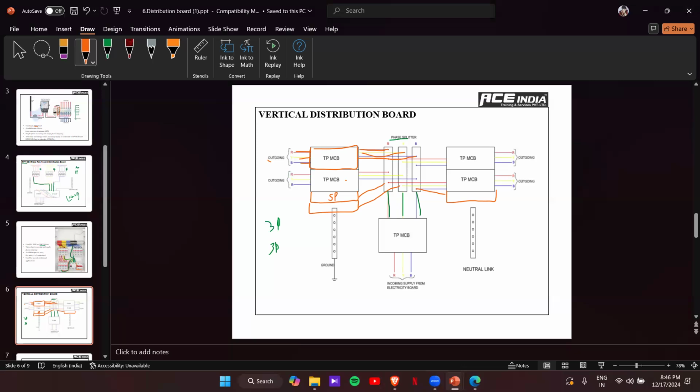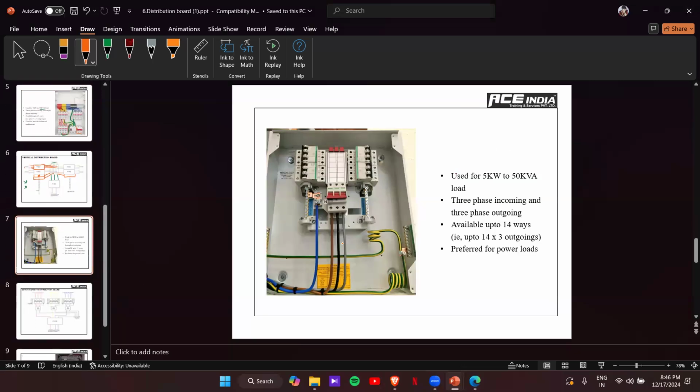So that's why I mentioned earlier, you can use a single vertical DB in the residential space also, but the cost will be higher because this phase splitter is a copper bar. So from the copper bar, we're taking the connection to each MCB incomer. Okay, and this is how the DB looks like.